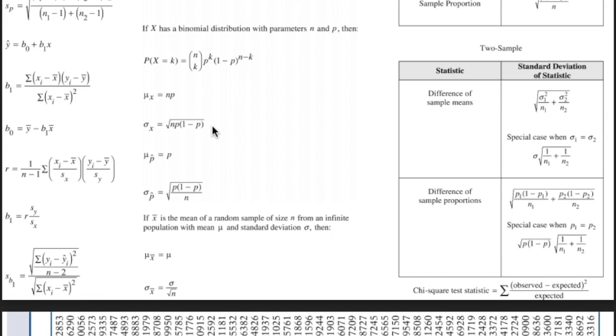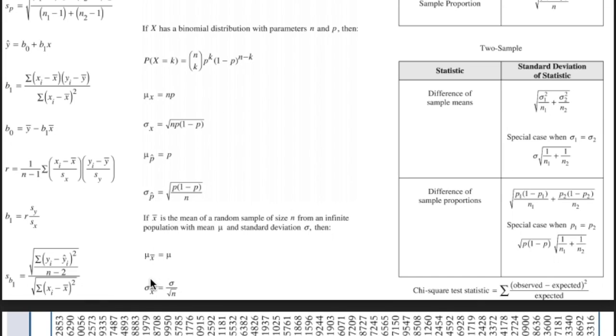These next two are still binomial, but these are the mean and standard deviation of a binomial model. So if we know the probability of something happening once, and we're interested in how many times it could happen within a certain number of trials, this is the mean of how many times it could happen, and then this is the standard deviation of the number of times it could happen. So again, all three of these are binomial.